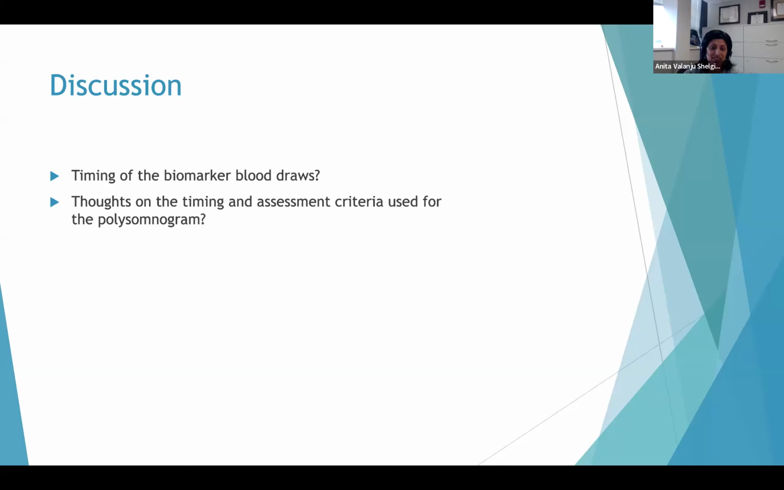Any other thoughts? There's a comment that these are old criteria being used, old AASM criteria. Mhm. Awesome. Thank you, everyone.